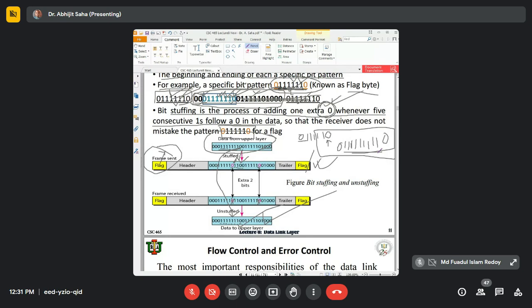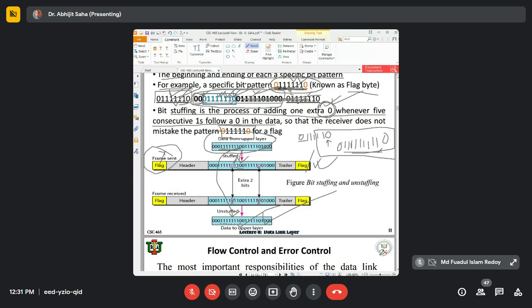So it is going to depend on the pattern you are getting for the flags. Understand? There are the number of ones you are having. From that number of ones, you are going to count one less. And then after that, you are going to add a 0, bit stuffing. Is it clear or not? Yes, sir.